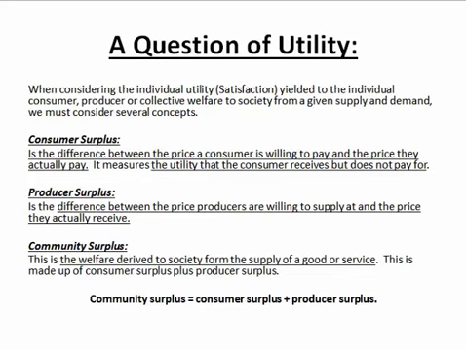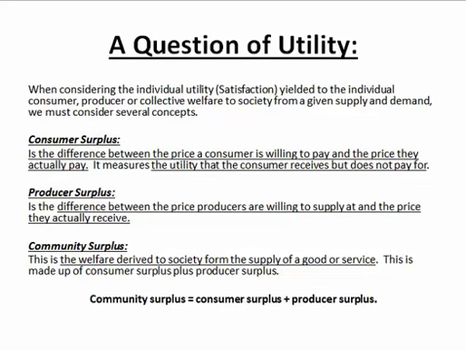A question of utility. When considering the satisfaction yielded to the individual consumer or producer, or the collective welfare to a society, from a given supply and demand, we must consider several concepts. Consumer surplus, this being the difference between the price a consumer is willing to pay and the price they actually pay. It measures the utility that the consumer receives but does not pay for. Producer surplus is the difference between the price producers are willing to supply at and the price they actually receive.